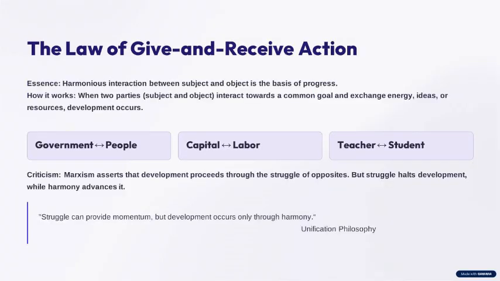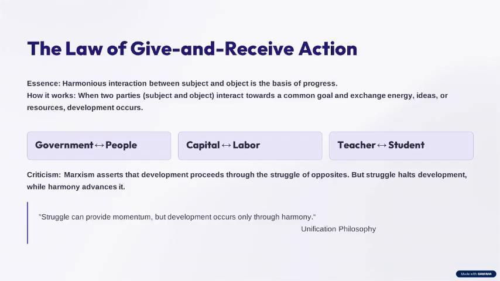Let us begin with the most fundamental law of creation, the law of giving and receiving action. It sounds complex, but it is actually very simple. The essence is that development occurs only when two parties, subject and object, interact harmoniously for a common purpose. They exchange energy, ideas, and resources. And in this exchange, something new is born.